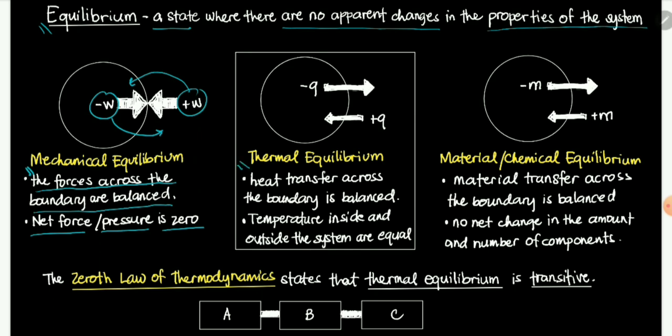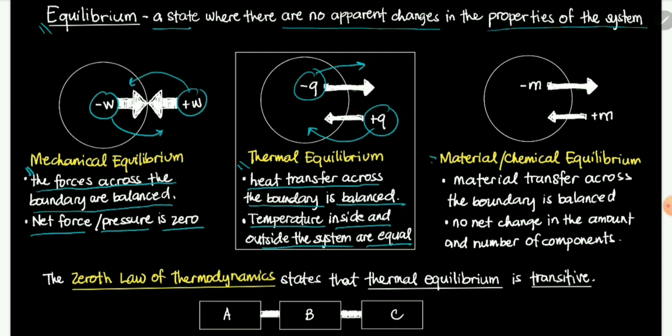So for the next one, we have thermal equilibrium. So sa thermal equilibrium, heat transfer across the boundary is balanced. So kung ano man yung heat supplied, kapag heat supplied, positive Q, equal lang siya sa heat released or the negative Q. So, negative Q is equal to the positive Q kapag sa thermal equilibrium. So, kung ano man yung magnitude ng input na heat, yun din yung magiging magnitude ng output na heat. Walang net change dun sa heat, okay, ng ating system. So, heat transfer across the boundary is balanced. So, the temperature inside and outside the system are also equal. Okay, kasi wala tayong net change in Q. Wala tayong net heat output or input.